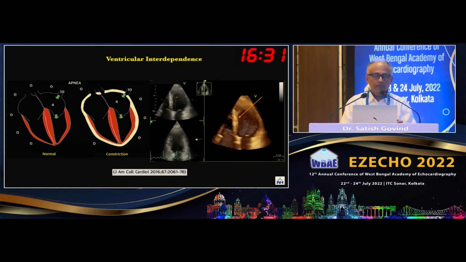Then briefly, again, the ventricular interdependence, which we discussed quite a lot. This is a comparison of the normal one and the constriction here. It is one big chamber, so there's no way the ventricle on either side can expand. So it is the septum which has to respond to the filling, and this is how the septum moves back and forth as the filling happens on the right side and then again on the left side.